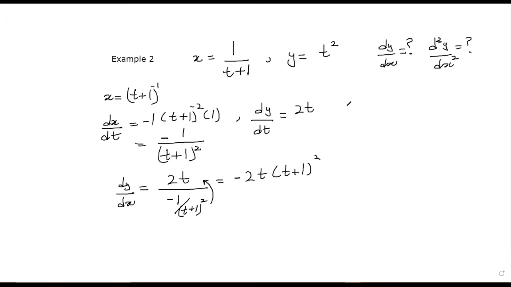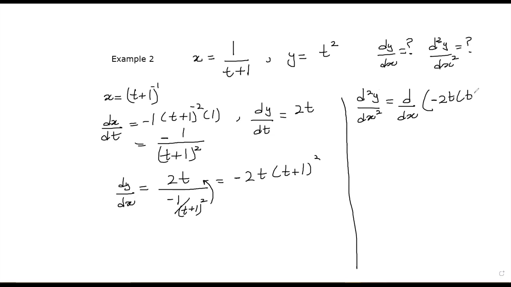Now we have dy over dx, and we need to find the double derivative. In order to do this, first of all, we will differentiate dy over dx with respect to x. But there is a problem. We are differentiating with respect to x, but the equation is with respect to t. So the parameter is different. So we will have to arrange it a little bit.